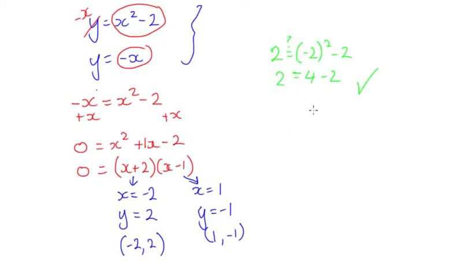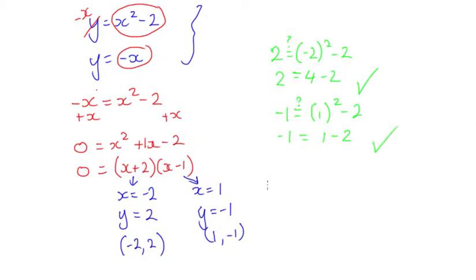And what about for this one? When y is negative 1, we want x to be 1. So is this true? Negative 1 is 1 squared minus 2. Does negative 1 equal 1 minus 2? Well, yes it does, so we're okay with that one as well, and we know we're correct.